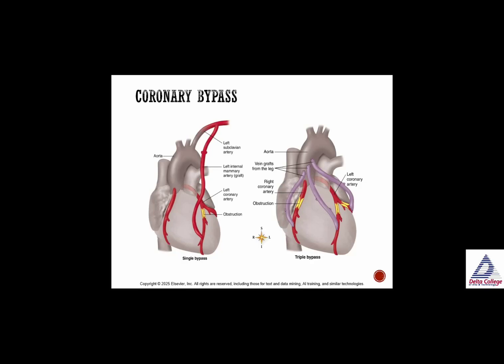Now on the right side, you see 3 areas of yellow. This is a triple bypass, and you can see the lavender where they've harvested vein grafts from the legs to go around all 3 of these blockages to perfuse good blood flow into the heart so it doesn't die. Because without oxygen, your heart and any tissue in your body will start to die.